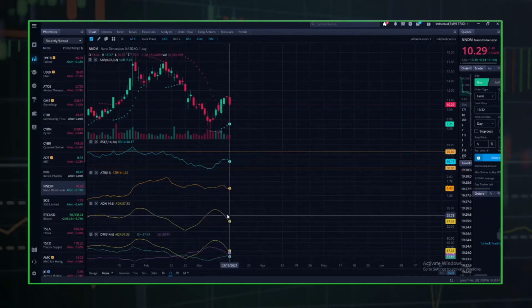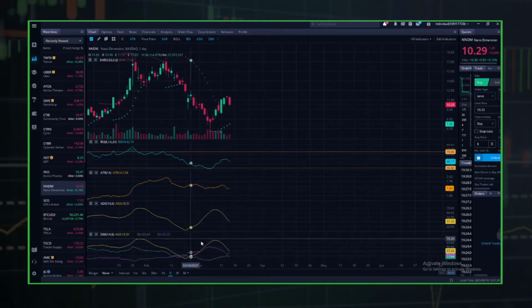So ADX is just showing you the trend strength. Remember, if it's over 20, it's showing a strong trend. If it's under 20, it's showing a weak trend. Right now, the ADX is 37.33, so it actually is showing a pretty decently strong trend, and looks like it is currently trending up according to the SAR.